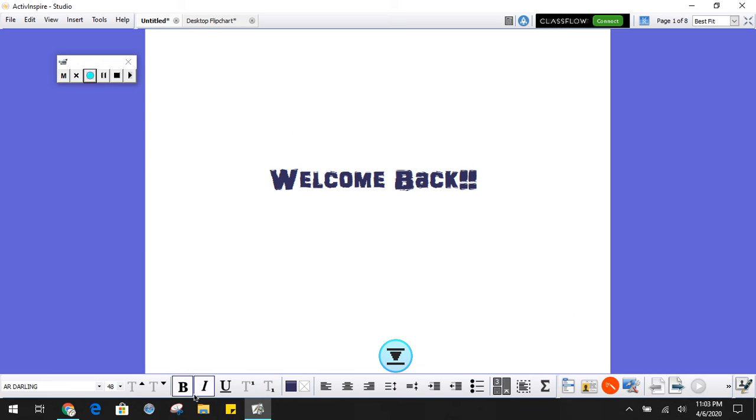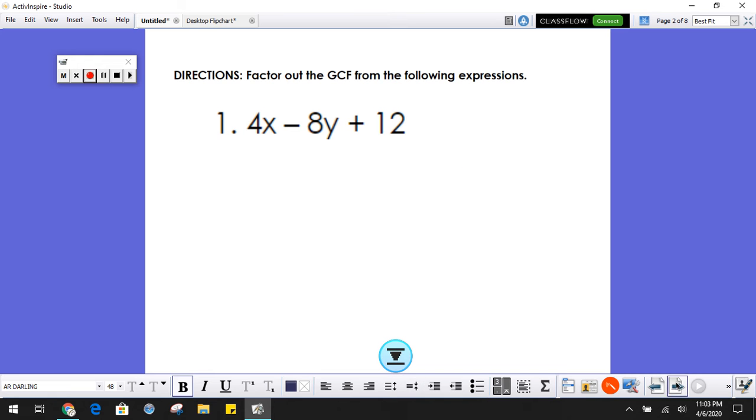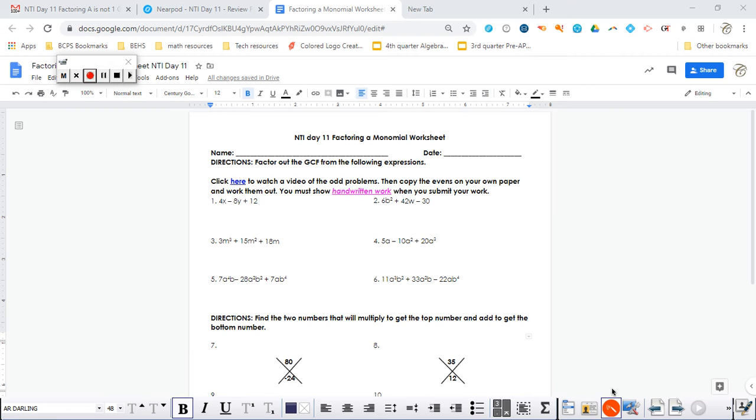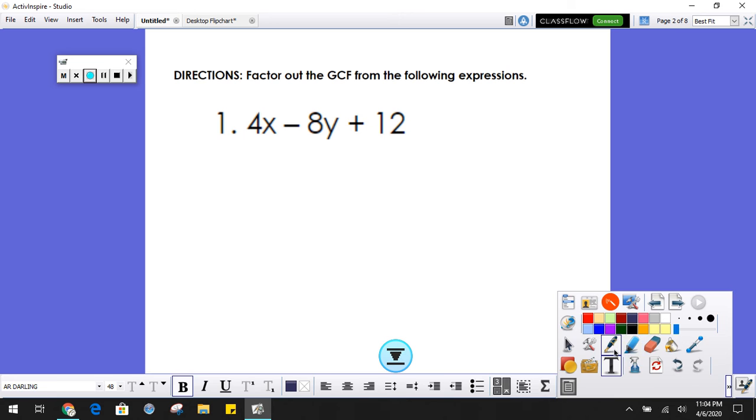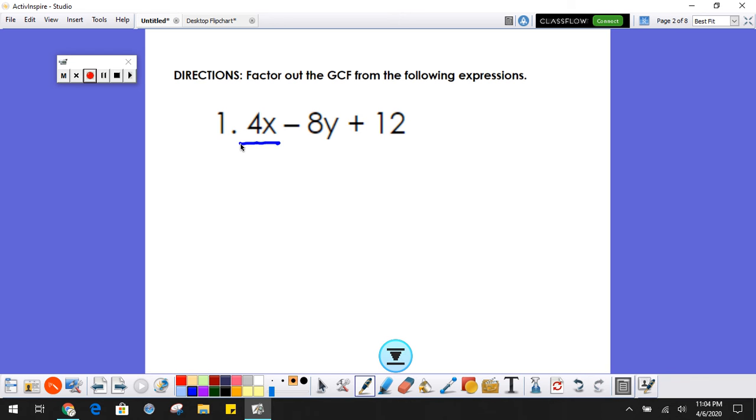So back over here, I'm going to start showing you how to do them, or remind you how to do them. This one is factoring out the GCF. GCF, remember, stands for greatest common factor. So I'm going to start off by looking at the numbers 4, 8, and 12. And what I notice about 4, 8, and 12, sorry about that, is that I can divide all 3 of these by 4. So I'm going to write underneath that I'm going to divide them all by 4.